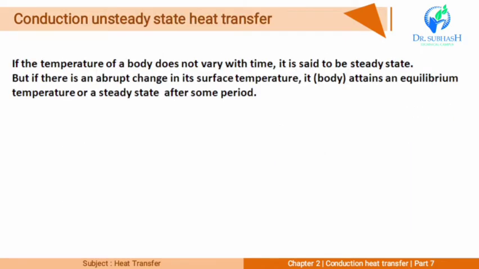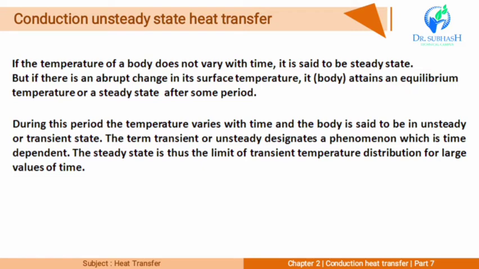If the temperature of a body does not vary with time, it is said to be in steady state. But if there is an abrupt change in its surface temperature, it attains an equilibrium temperature or a steady state after some period. During this period, the temperature varies with time and the body is said to be in unsteady or transient state. The term transient or unsteady designates a phenomenon which is time dependent. The steady state is thus the limit of transient temperature distribution for a large value of time.